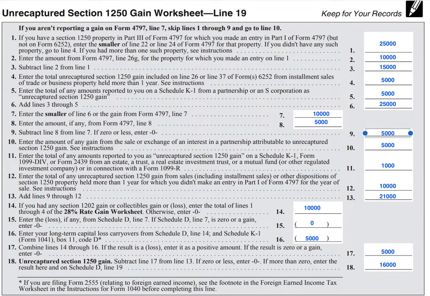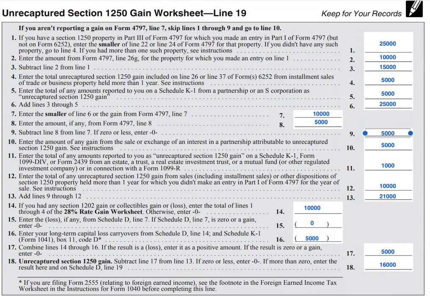In line 10, we're going to enter the amount of any gain from the sale or exchange of an interest in a partnership that was attributable to unrecaptured section 1250 gain. So this would include your share of the partnership's unrecaptured section 1250 gain that would have resulted if the partnership had transferred all of its section 1250 property in a completely taxable transaction immediately before you sold or exchanged your interest. So if you recognize less than all of the realized gain, the partnership will be treated as if it only transferred a proportionate amount of each property.